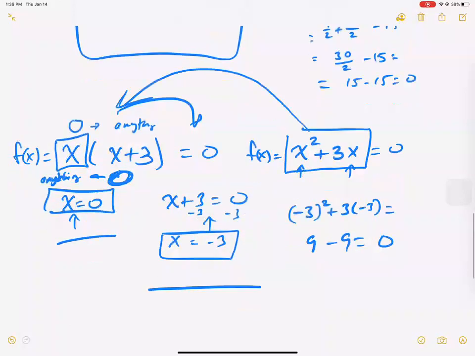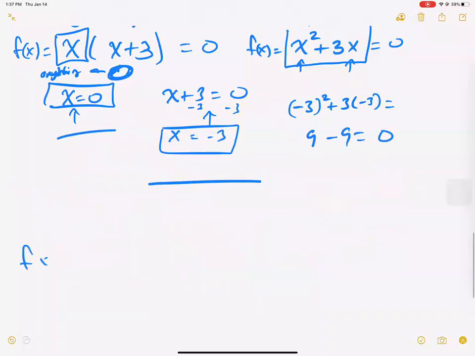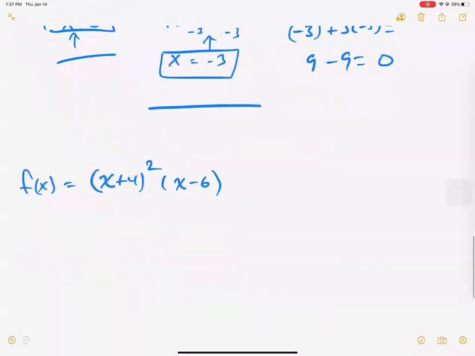We're going to do one more type of problem, and then we're pretty much done for the day. If f of x is equal to x plus 4 squared times x minus 6, what would the zeros of this problem be? There's a square there, so all that means is that we have 2 of them. Who cares? Let me ask you this question here. What number would have made this go to 0? You can obviously see that's negative 4, right?